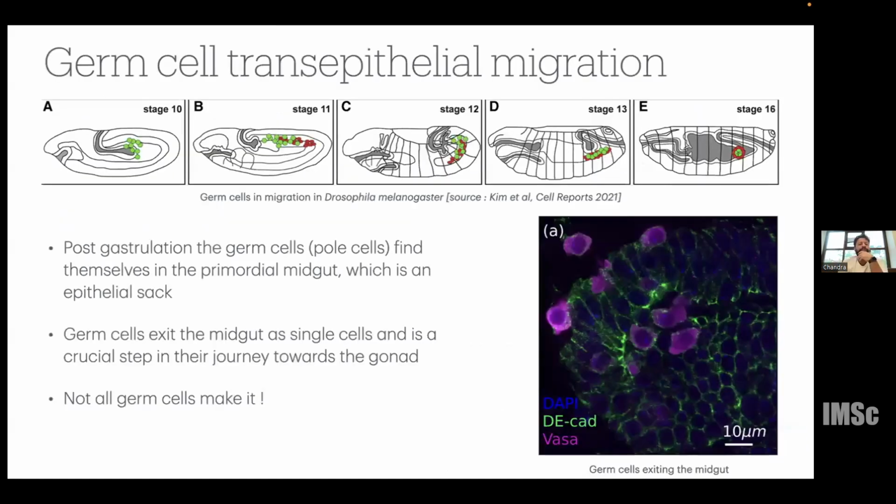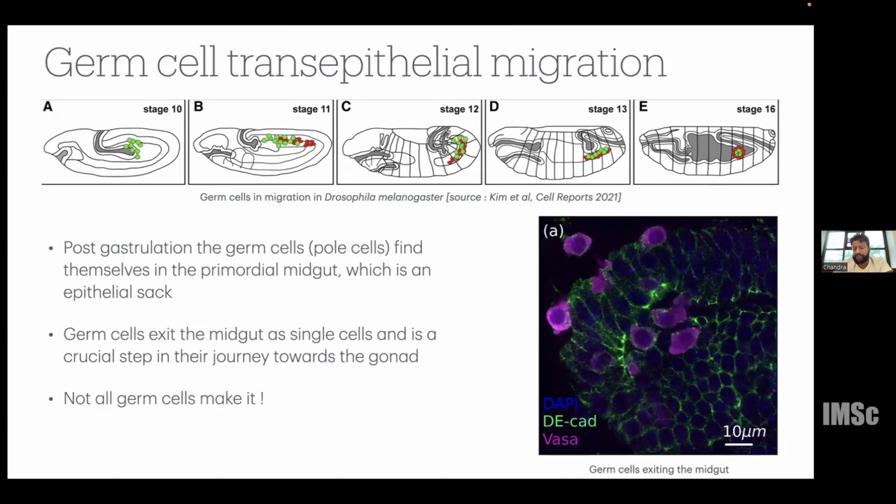The first one is something that I've been working on for a while. It's called germ cell transepithelial migration. What exactly is the biological context here? I don't know how many of you know this, but in Drosophila melanogaster, to be fair, in all sister species of Drosophila as well, the pole cells are formed very early. The pole cells are basically the primordial germ cells, so they eventually become the germ cells. They're called pole cells because they're formed at the posterior tip of the embryo.